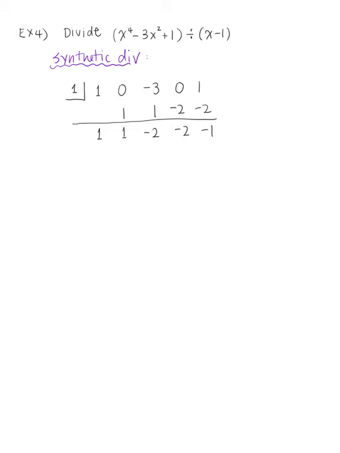Now, since the degree of the dividend was 4, you're going to have to start out with x cubed, 1 degree less always. So this is the coefficient on x cubed. This is going to be the coefficient on x squared. This is the coefficient on x. This is the constant term. And this guy becomes the remainder. All right, so let's write that out. So our answer is going to be x cubed plus 1x squared, and then minus 2x, and then minus 2, and then plus the remainder, negative 1, over the divisor always. So you're going to have x minus 1.